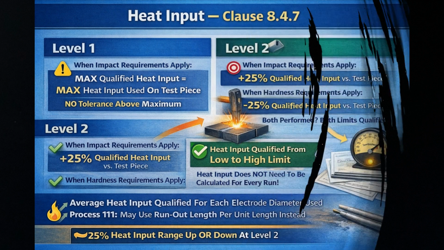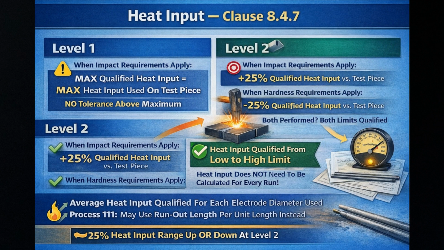At level 1, when impact requirements apply, the upper limit of qualified heat input is the maximum heat input actually used when welding the test piece. No tolerance above this maximum is permitted. At level 2, more nuanced. When impact requirements apply, the upper limit of qualified heat input is 25% greater than that used when welding the test piece. When hardness requirements apply, the lower limit of qualified heat input is 25% lower than the test piece value.